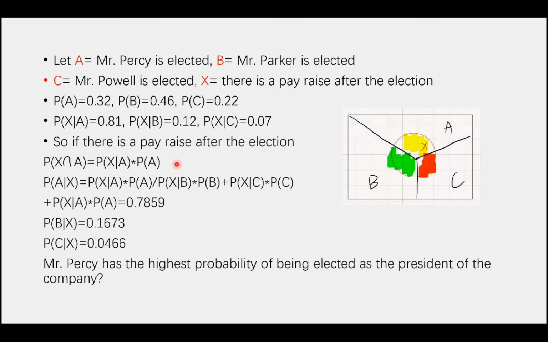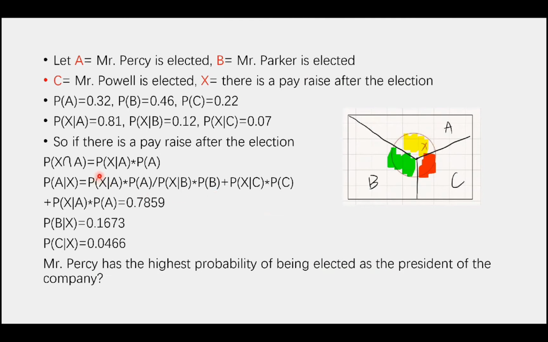If there is a pay raise after the election, who has the highest probability of being elected as president? So we can look at this picture. For the circle X, it means that there is a pay raise after the election. And we have to compare the areas with yellow, red, and green. We have to compare them and decide which area is bigger. That means the higher probability.